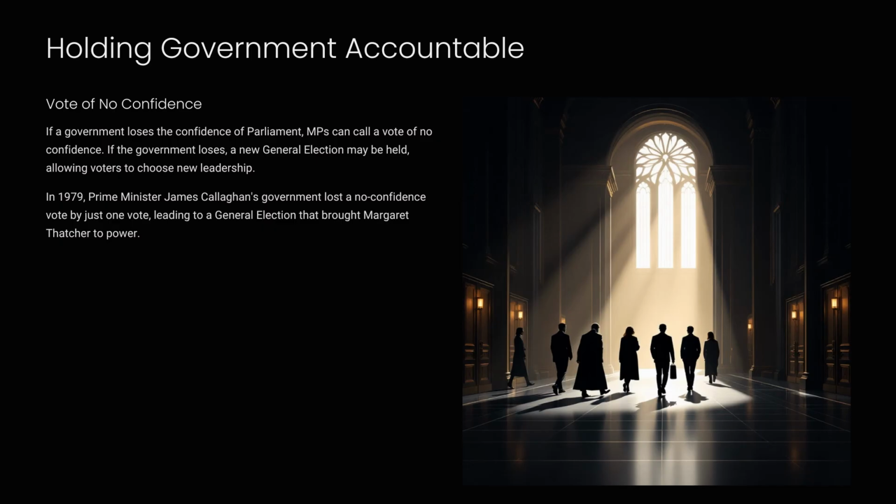Holding government accountable. Vote of no confidence. If a government loses the confidence of Parliament, MPs can call a vote of no confidence. If the government loses, a new general election may be held, allowing voters to choose new leadership. In 1979, Prime Minister James Callaghan's government lost a no-confidence vote by just one vote, leading to a general election that brought Margaret Thatcher to power.